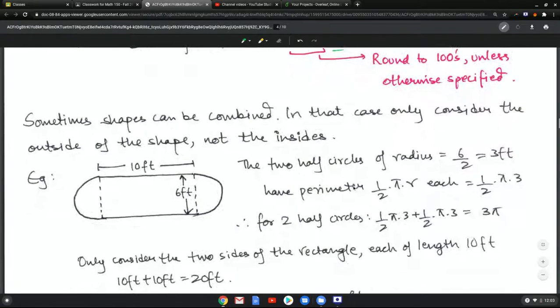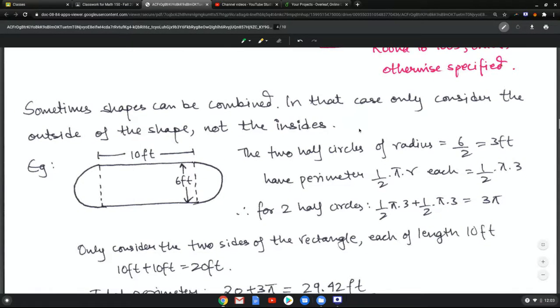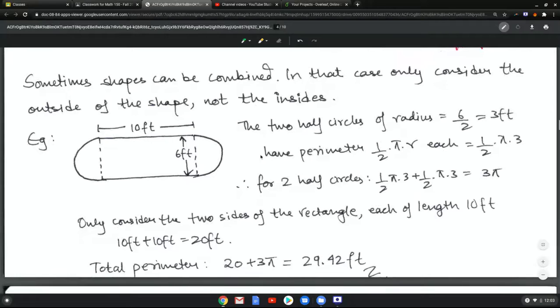Now sometimes shapes can be combined. In that case, only consider the outside of the shape, not the inside, because the inside does not count as boundary. For example, over here, you are not going to consider these dotted sides because they're on the inside of the shape. So what you have is 2 half circles and a rectangle.